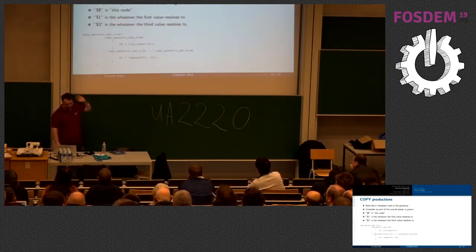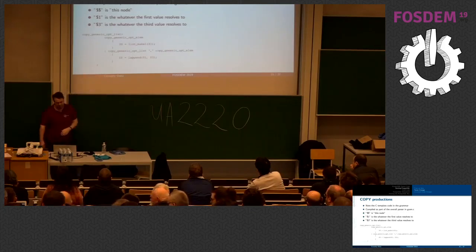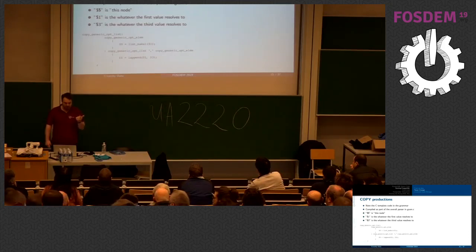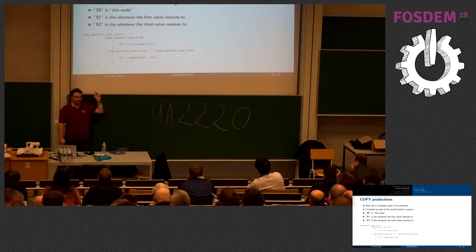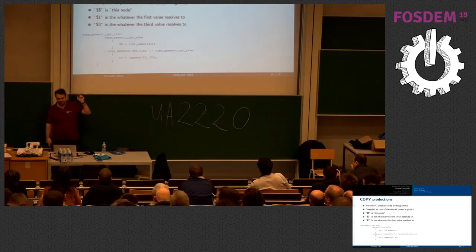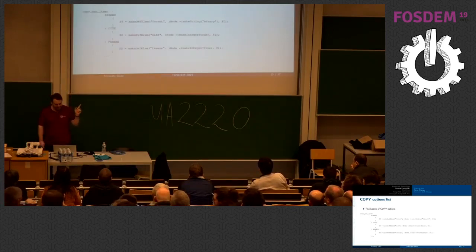All right, so I think we actually came through a lot of this, but this is kind of a summary of, right, we have C template code in the grammar. It's compiled as part of the overall parser into gram.c. $$ is this node, $1 is the first value, and so on. We talked about this stuff, right? Everybody get it? No. All right.